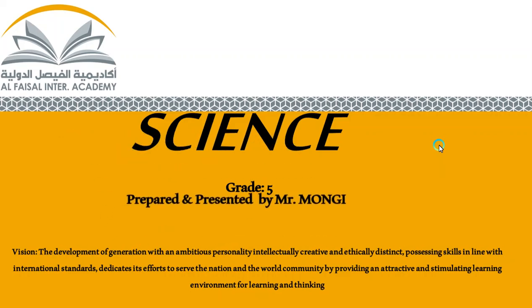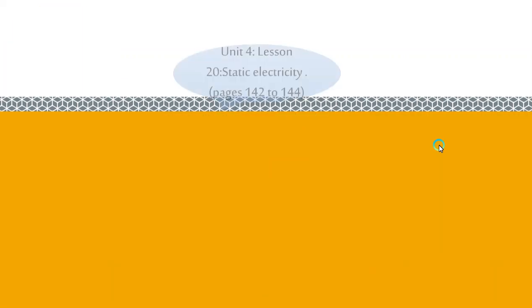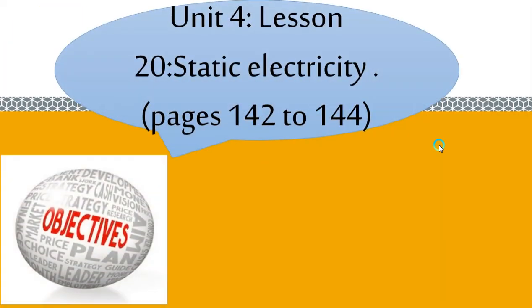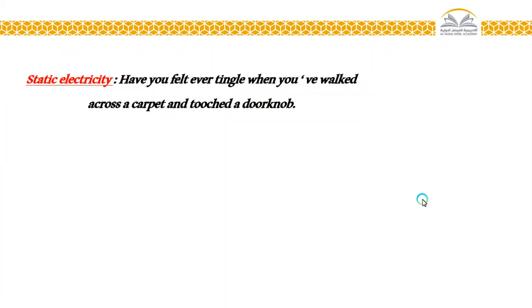Today we're going to speak about science for grade 5. Our lesson is static electricity. Our objectives: the first one is to investigate charging by friction, the second is to identify some of the effects and uses of static electricity, and number 3 is to state the laws of electric charge.